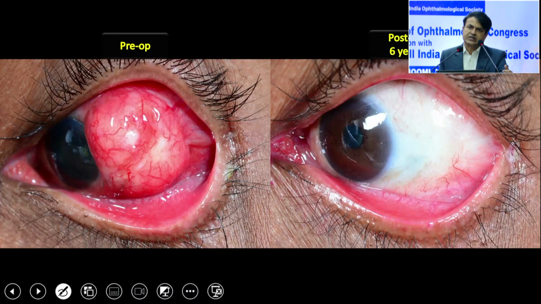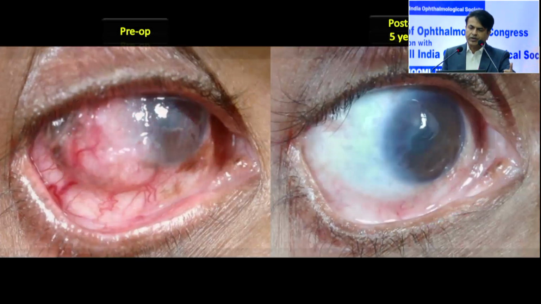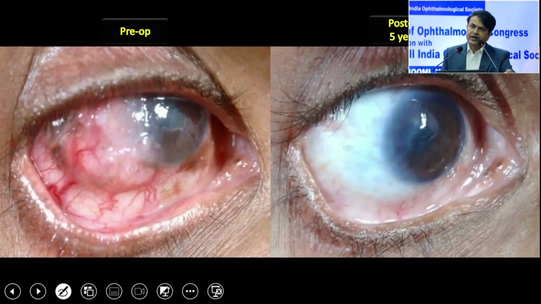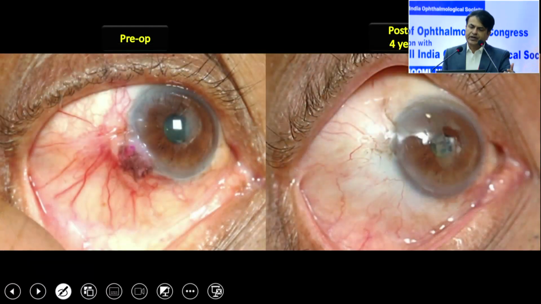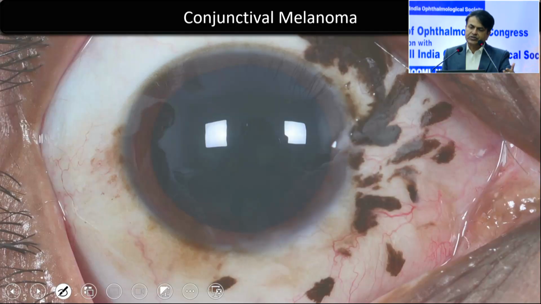So this patient has scleral involvement confirmed on histopathology. Then we do adjuvant plaque brachytherapy for the scleral residual component. It works very well. Sclera is collagen rich, and collagen rich tissue does not melt with brachytherapy. So that's a great advantage that we have, that we can deliver a high dose of radiation to the sclera, yet it does not get damaged.